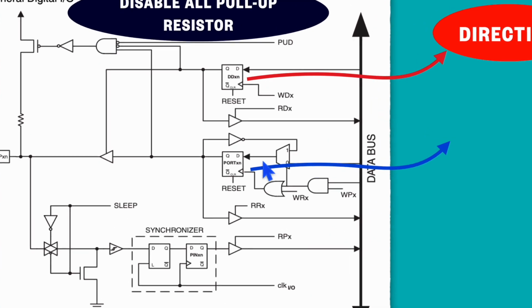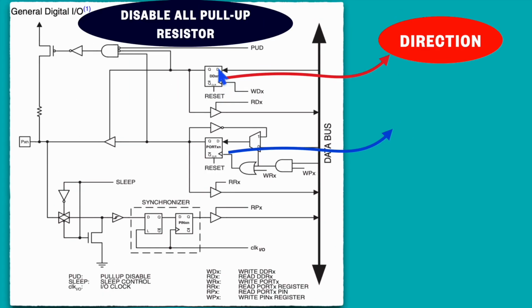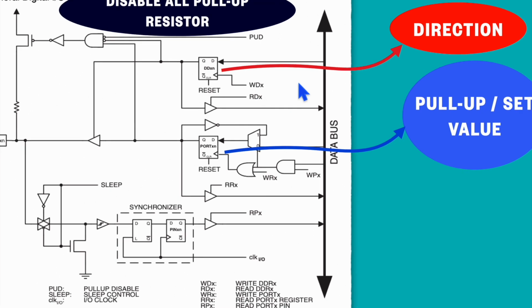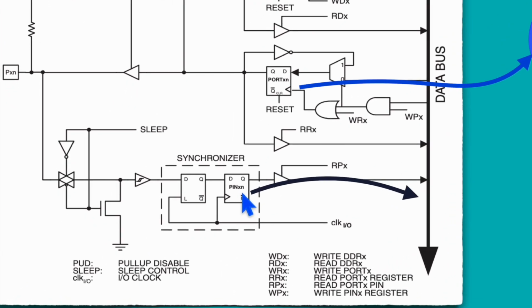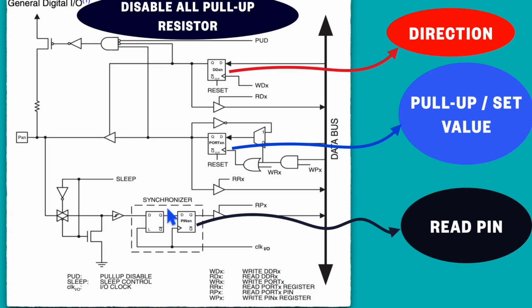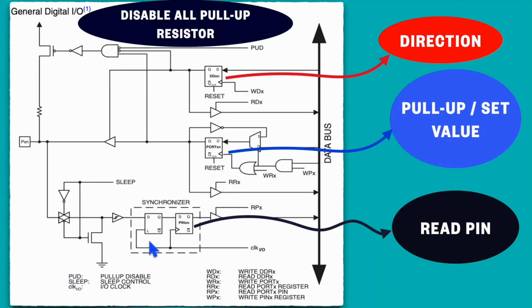If it is configured as input with the help of DDxn and you are enabling the pull-up resistor, then basically you are selecting this. And if it is configured as output, then you can set or clear that pin with the help of these lines. And this circuit is for reading the pin. With the help of PINxn, you can read the pin status. This latch is present here to synchronize the actual pin status, which takes one extra clock, as we'll see later.